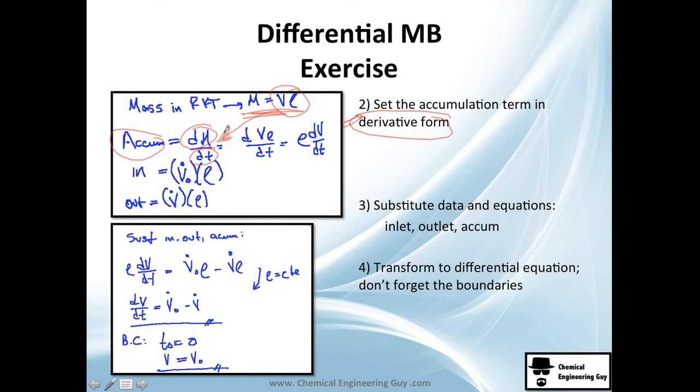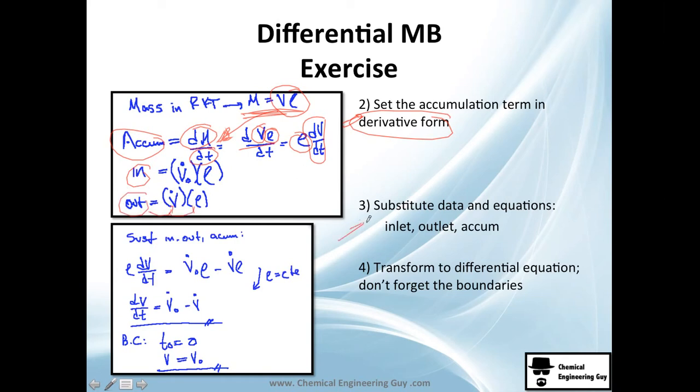I'm going to substitute mass. It's volume times density divided by time. And since density is constant, I can take it out, and I got this derivative of volume with respect to time. The inlet is simply density times volume in, and out is this here, volume here and here.